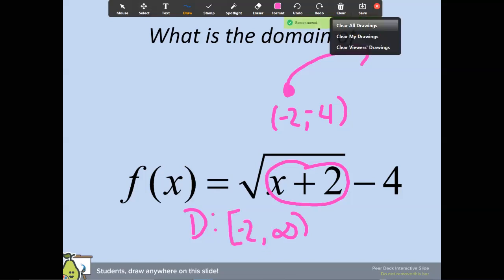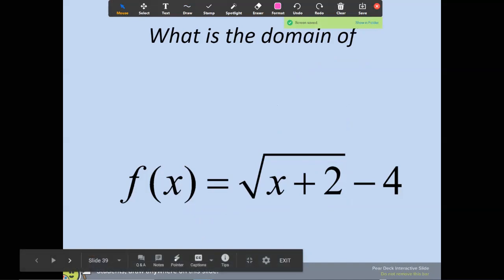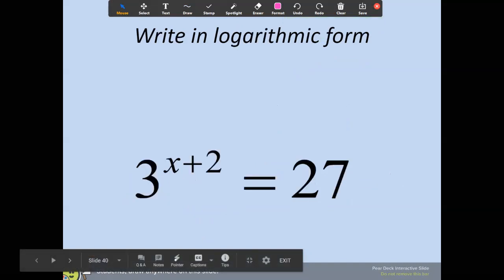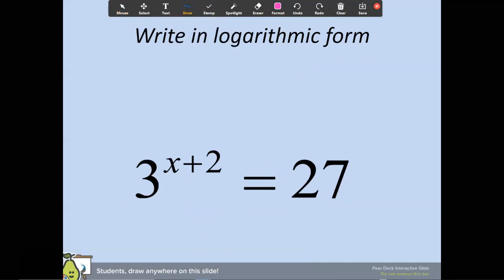Okay, next problem. On this one, we're going to rewrite this in logarithmic form. So this base is always our base, so this is going to be log base 3. And whatever you're taking the log of, what your log equals is always your exponent. So understand that this is always what the log equals. Log is meant to find the exponent.